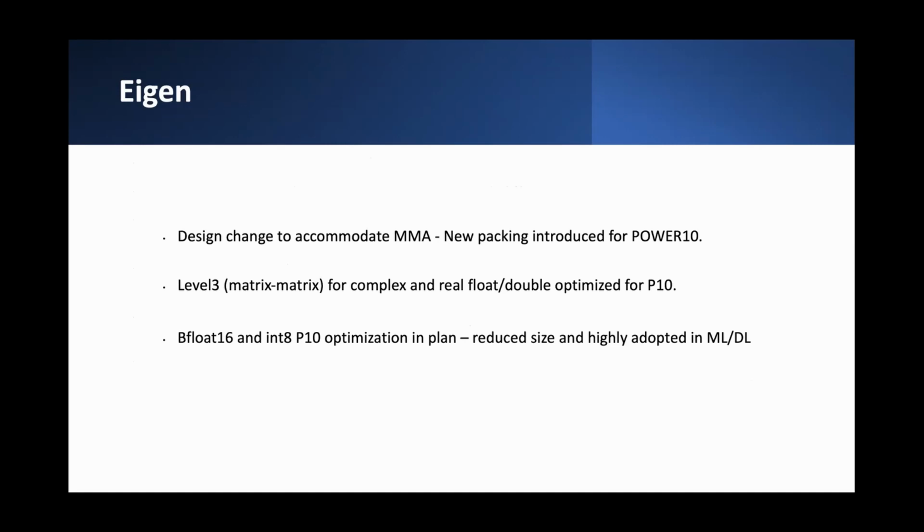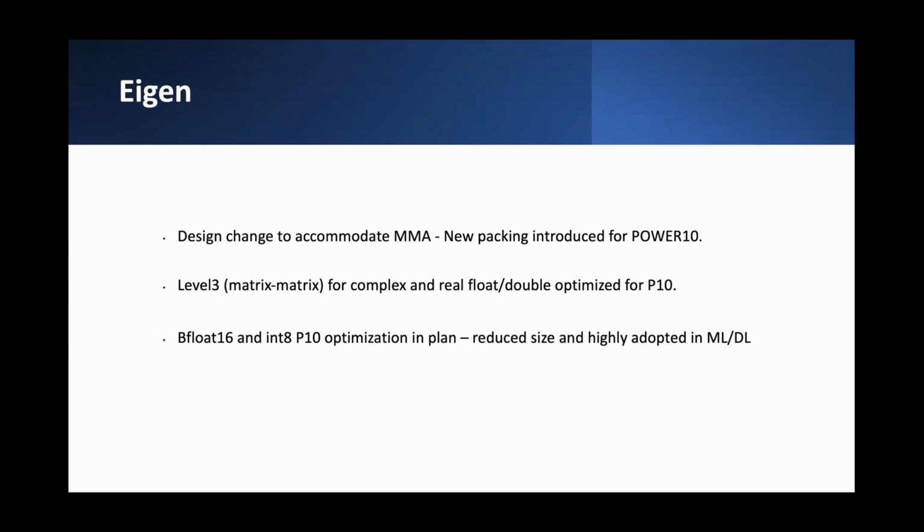So the next library is Eigen. Eigen is a header-only library written in C++, and this is used in TensorFlow. So we had to make a lot of design changes to accommodate this MMA, particularly in terms of packing. Before we multiply a matrix, we have to pack the input data in such a way that it actually fits into the MMA loop. So the packing, which was there already in Eigen, was not really suitable for MMA, and we had to make a lot of design changes for that, and all those changes went into the Eigen 3.4 release.